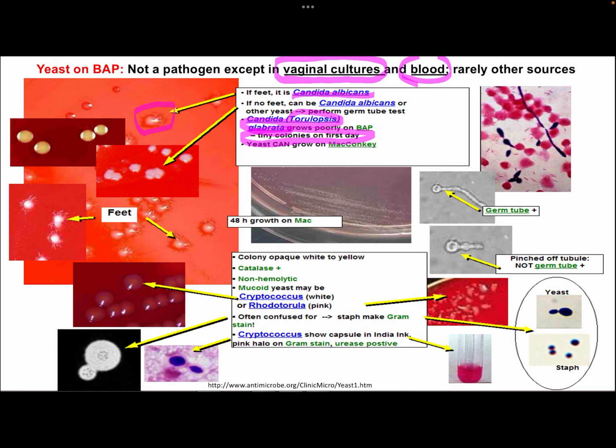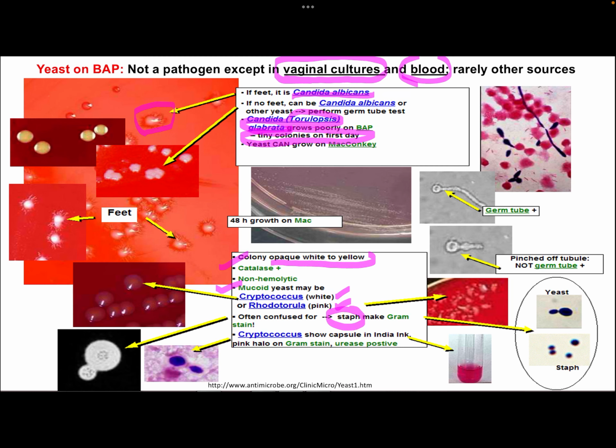Another thing, if you can see opaque white to yellow, that can be suspected for staphylococci, especially if it is catalase positive. But you have to take note that it could also be a yeast if it is mucoid. It could be Cryptococcus neoformans if the colonies are white, or Rhodotorula if the colonies are pink. So they are often confused again with what? Staphylococci.